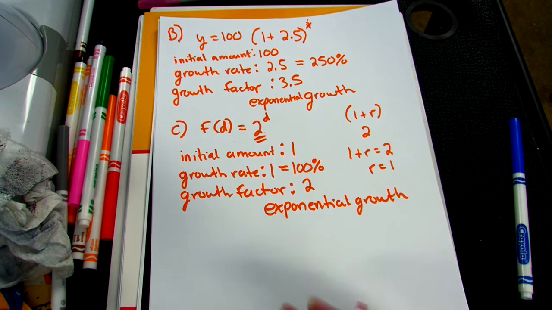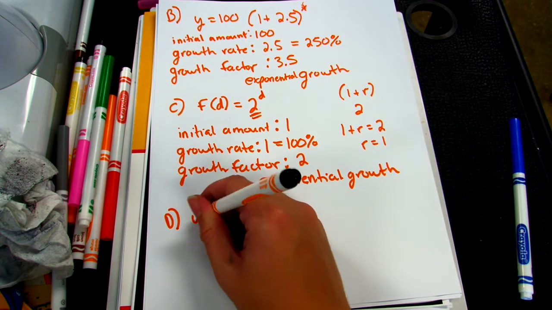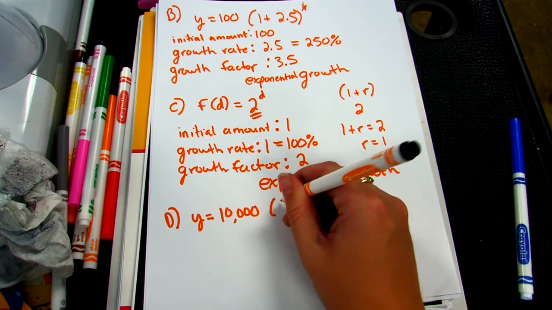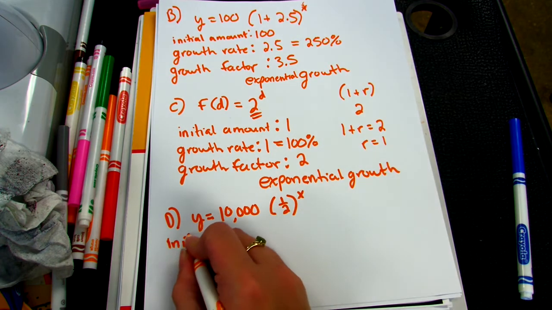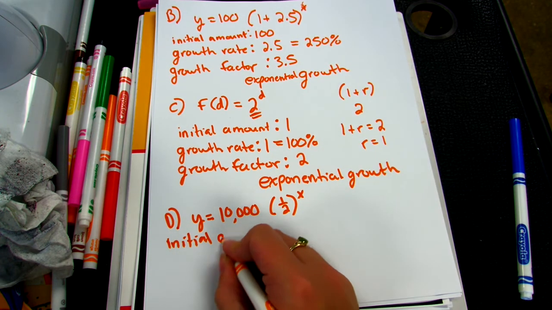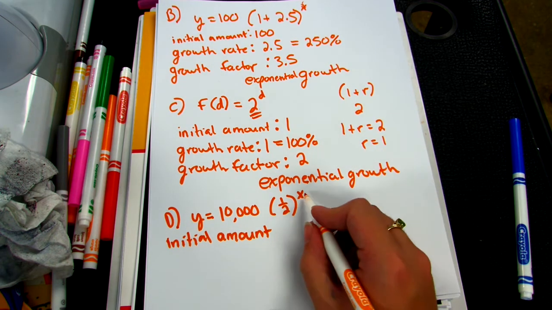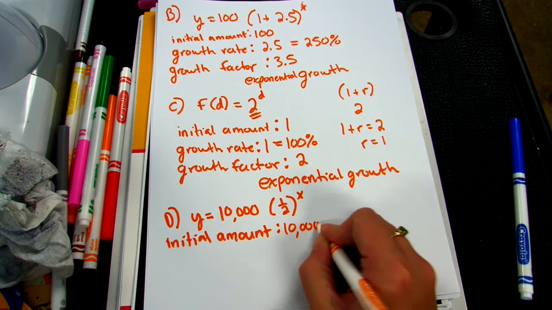All right, last part for example 1, part D, we have y equals 10,000 times 1/2 to the x power. So our initial amount is the number that comes before the base and the exponent, which is 10,000. So our initial amount is 10,000.